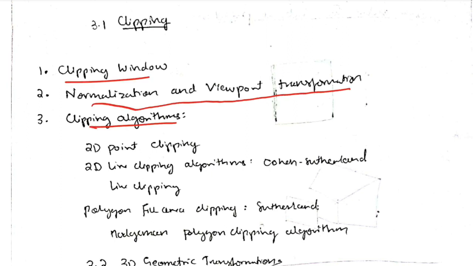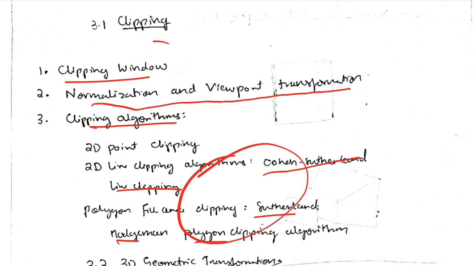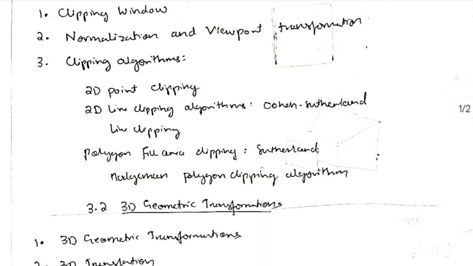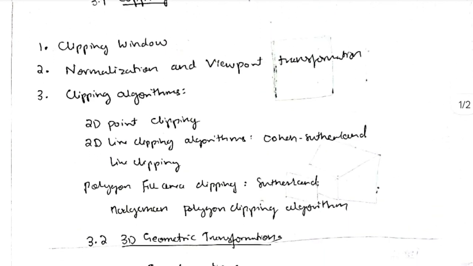In clipping algorithms, two of the most important algorithms are Cohen-Sutherland line clipping and Sutherland-Hodgeman polygon clipping. These are the two very important algorithms, and the questions are asked from these two topics. These are just the theoretical concepts, so we'll go through them briefly, and then we'll learn these two algorithms and the procedure to solve them. That will cover the first chapter of the module.